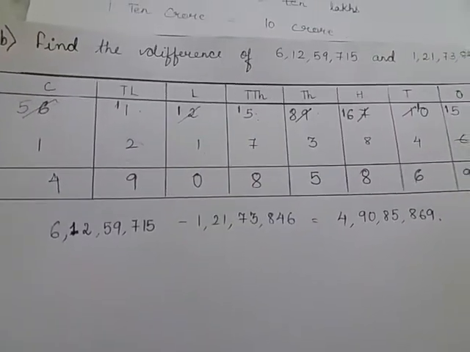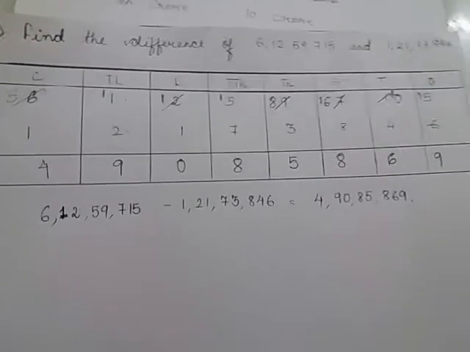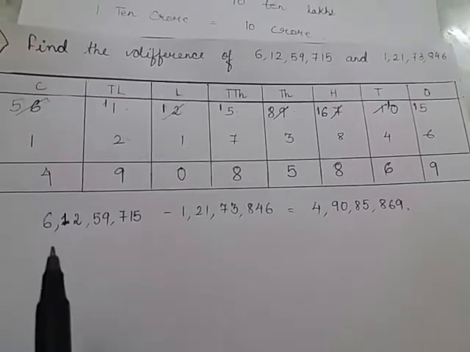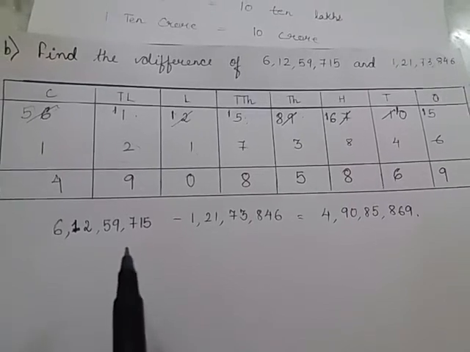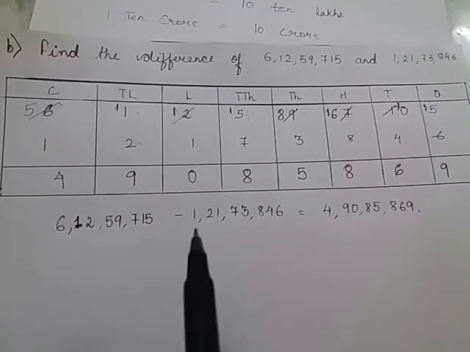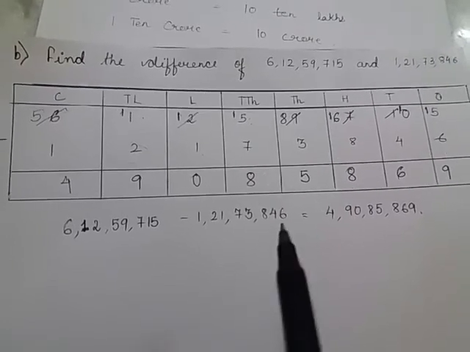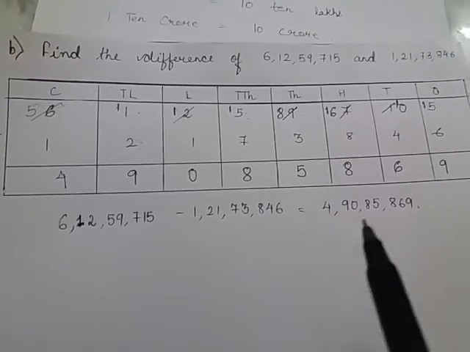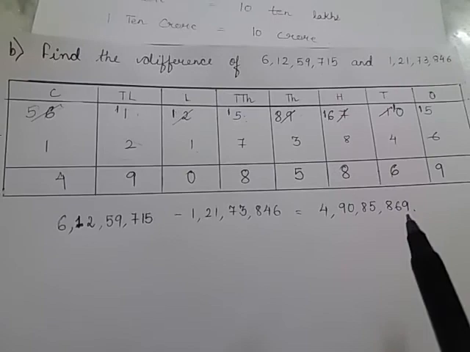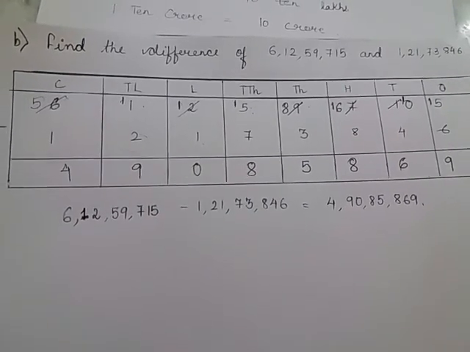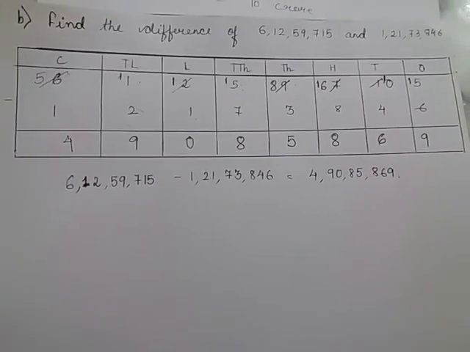And after subtraction we will write it like this. That is the difference between 6 crore 12 lakh 59,715 and 1 crore 21 lakh 73,846 is 4 crore 90 lakh 85,869. Now let's solve one more question like this.